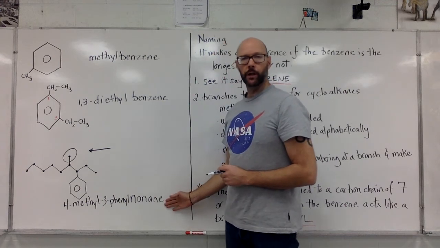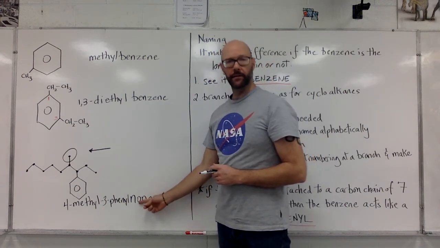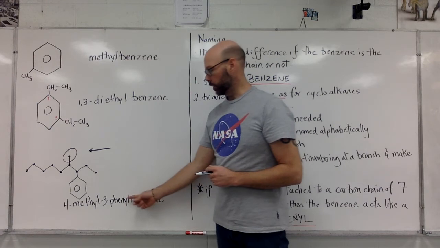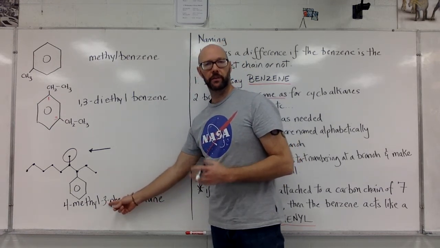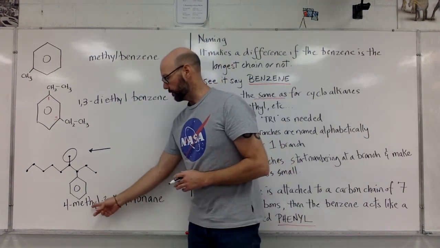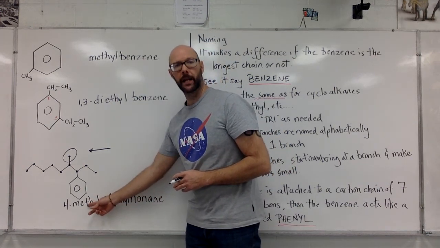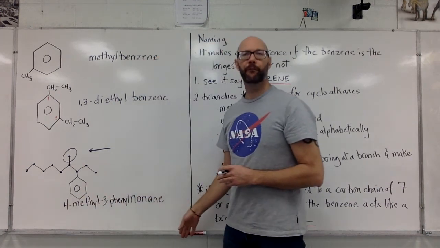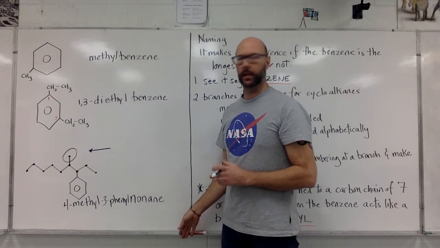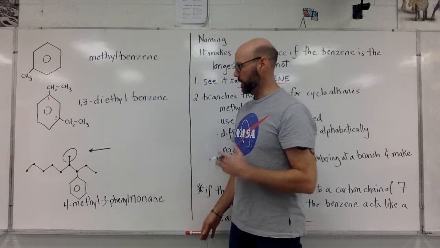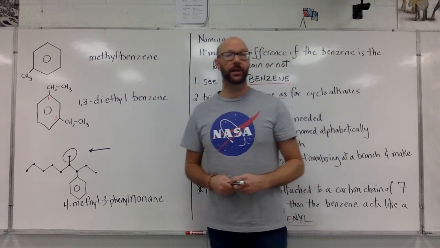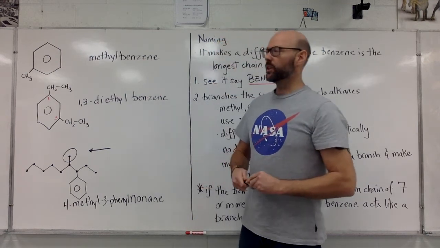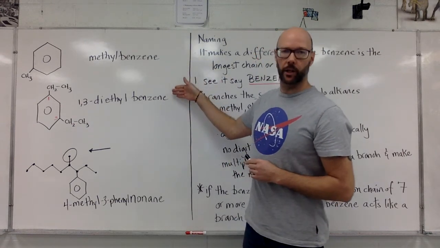We have single bonded carbons, 9 of them. We have a branch called phenyl, which is the benzene ring, on the 3rd carbon of the parent chain. We also have a branch with 1 carbon in it, methyl, attached to the 4th carbon of the parent chain. 4-methyl, 3-phenylnonane.